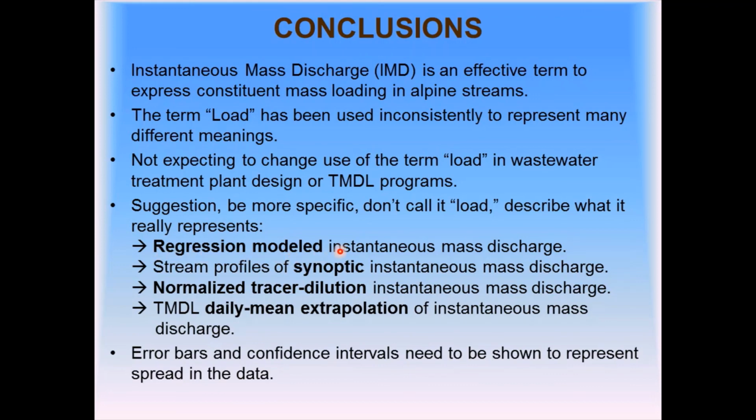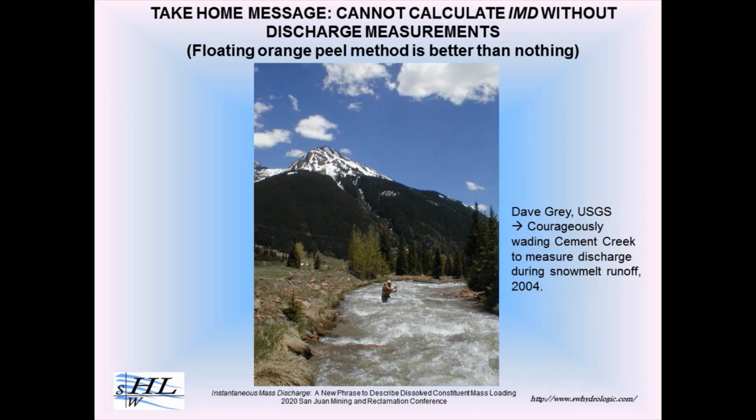Regression modeled instantaneous mass discharge on the y-axis. Stream profiles of synoptic instantaneous mass discharge. Normalized tracer dilution instantaneous mass discharge on the y-axis. And then this one's tough: the daily mean extrapolation of instantaneous values. That's a biggie. And again, error bars and confidence intervals need to be shown to represent the spread in the data. So the take-home message is you cannot calculate instantaneous mass discharge without discharge measurements.